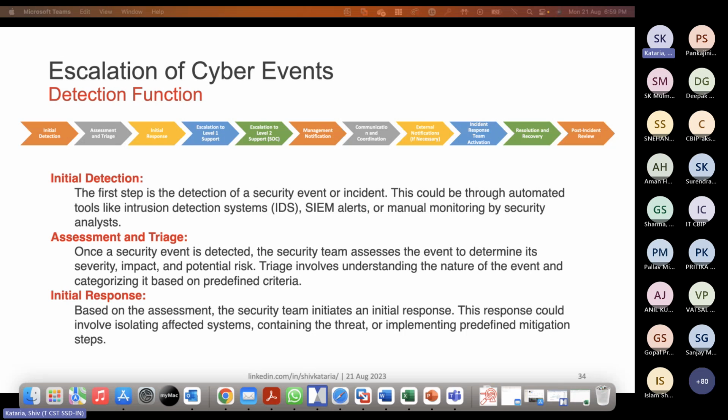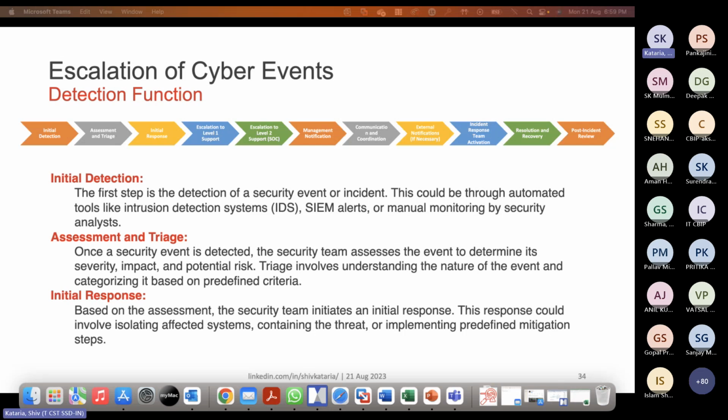Triage is very important to take the next step, to evaluate the severity, impact, and potential risk. It requires understanding the nature of the event as well as categorizing it based on the incident management criteria. What kind of risk is it? Is it a high risk, low risk, or medium risk kind of thing?